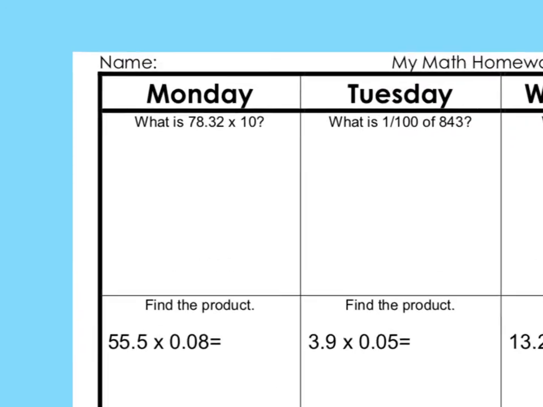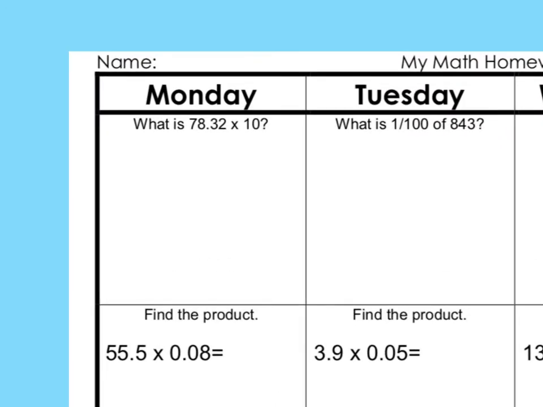This is my math homework number 22, Monday. For the first one, it says, what is 78 and 32 hundredths times 10? When we multiply something by 10, we know that it gets 10 times larger.